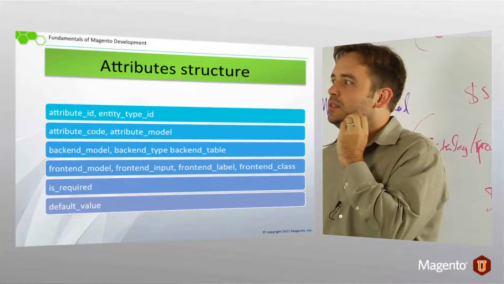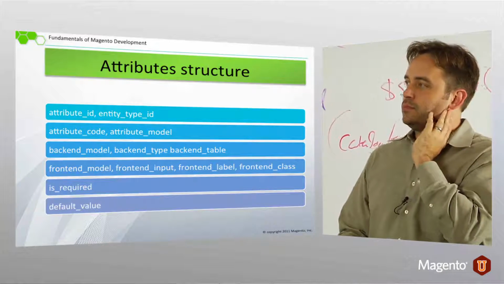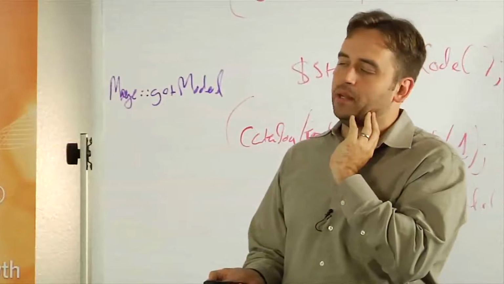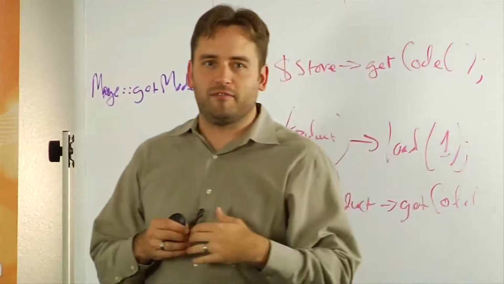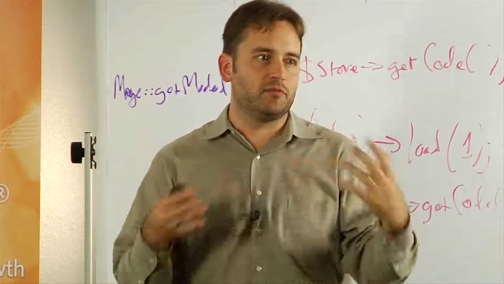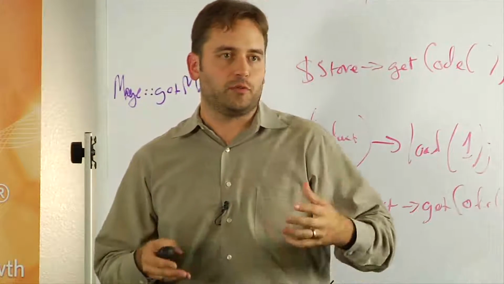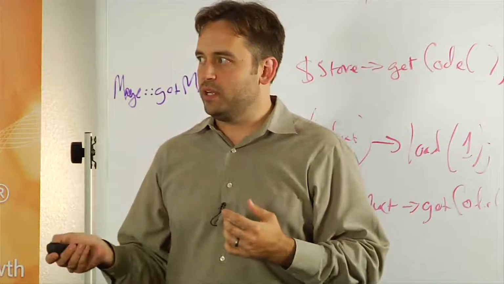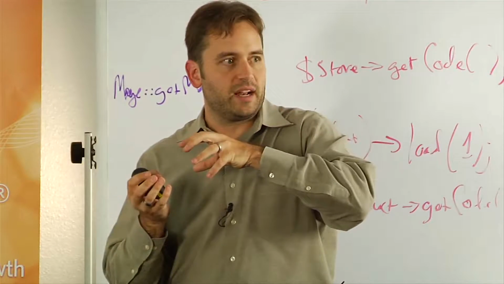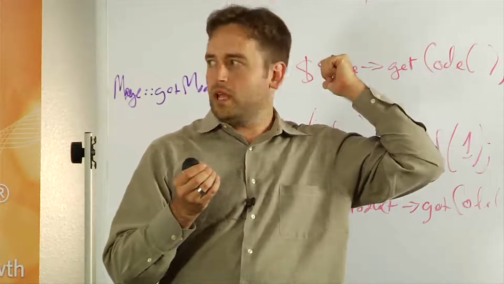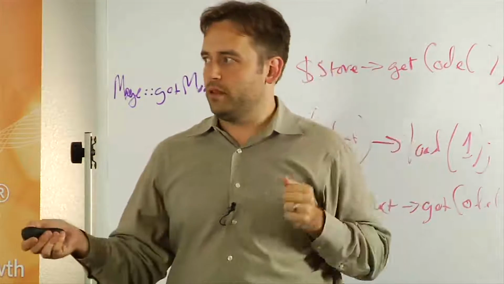Now, the backend model and the backend type. So a backend model, again, that's where we would have validation or any kind of conversion information or conversion functionality that we need when we receive the data from the model and want to put it into storage. That's backend models.